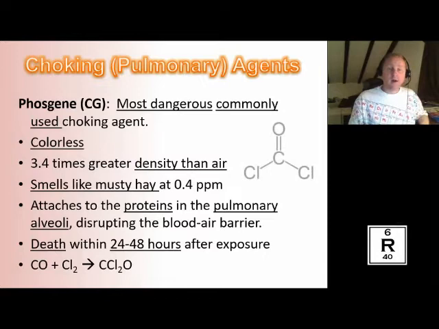Phosgene is probably the most common dangerous choking agent that is around. Phosgene is colorless, so if it's dispersed, you're not going to get as much of a warning. It's 3.5 times greater density than air, so it's going to sit down. It's not going to dissipate very easily because it's going to sit on the ground and go into the trenches. It smells like musty hay at 4 parts per million.